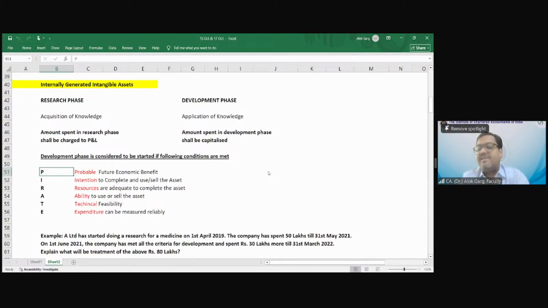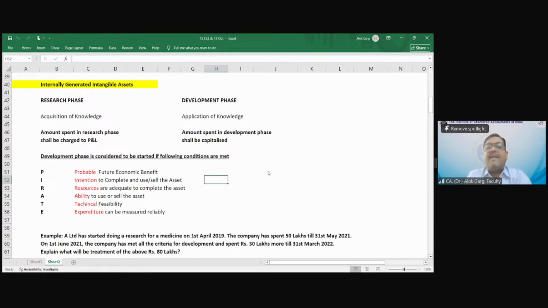For example, once the research is over and we have got the solution, the salt that has to be applied to prepare the vaccine for the coronavirus, it means future economic benefit is now probable. The company will receive the future economic benefit by selling the formula or by selling the vaccine.